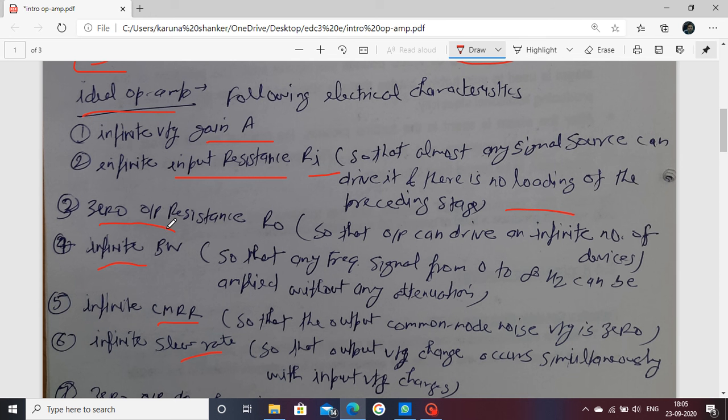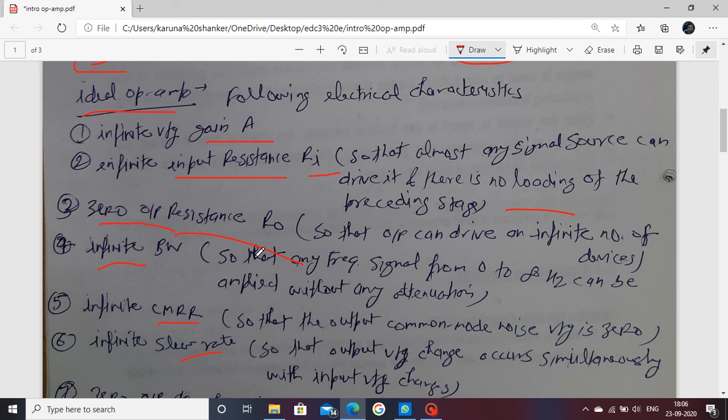And the next one is your zero output resistance, meaning output resistance is 0. This represents that the output can drive an infinite number of devices. If the op-amp is connected to any other devices, then this op-amp can drive the circuit. Even n number of devices connected on the output side can be driven without any degradation of the quality of your output, with proper functioning of your op-amp. This is the zero output resistance property.